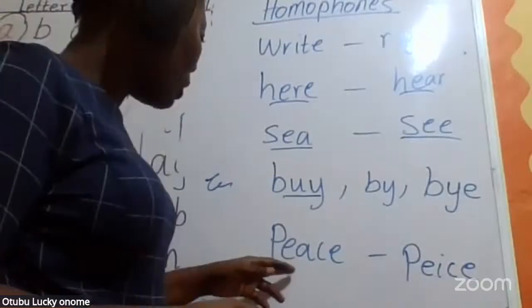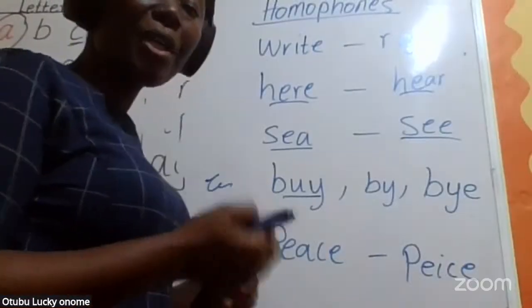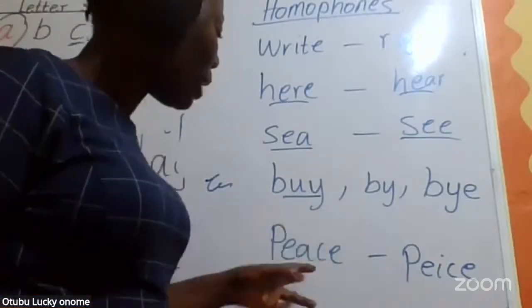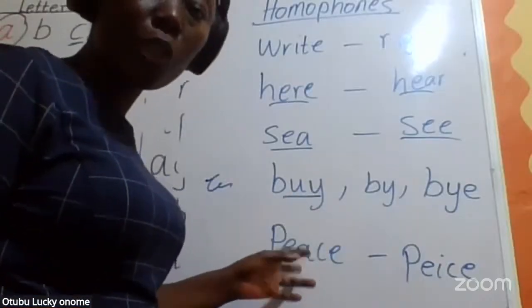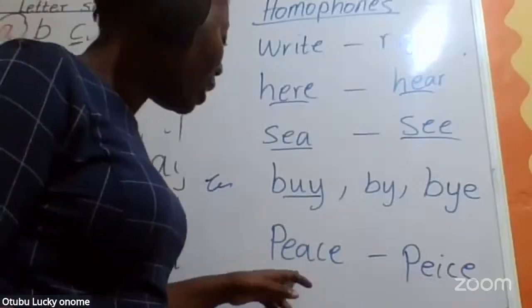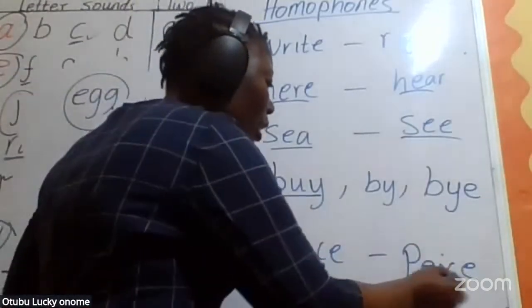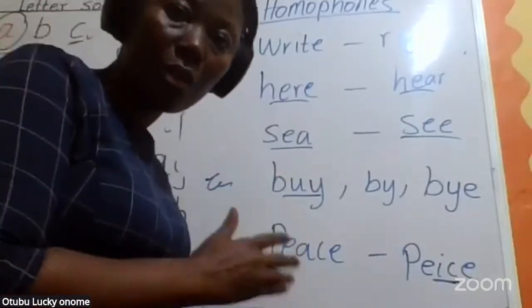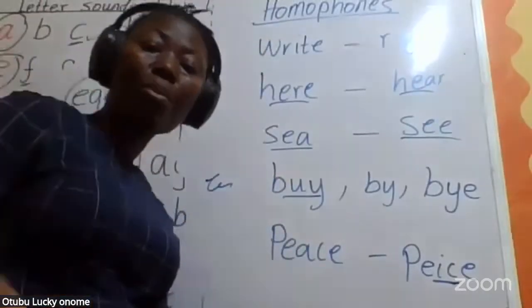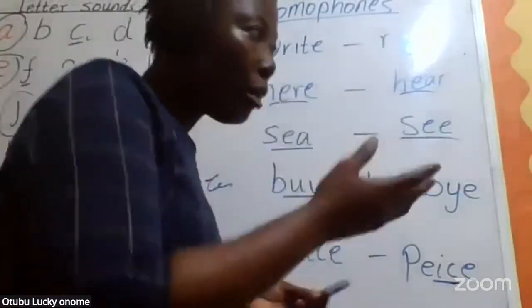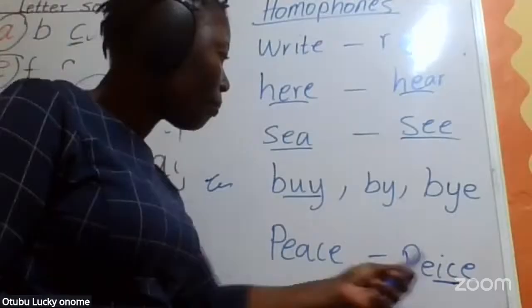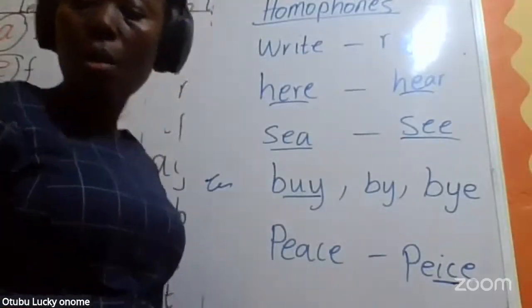Then the next one is peace, the absence of trouble. When you don't have any issue, no trouble, that is peace. The peace of the Lord is with you. This other piece is when something is in pieces. You can cut something into pieces, or the mug can be broken into pieces. It means different things.